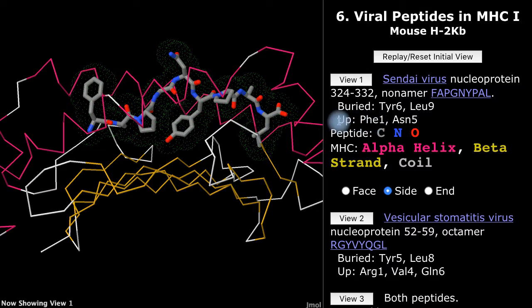Other peptide amino acid side chains are pointing up in this view. That is, they're exposed to solvent, they're not buried in the cleft, and they're accessible to T lymphocytes who are deciding whether the peptide is self or foreign. These include phenylalanine 1 here and asparagine 5 here.